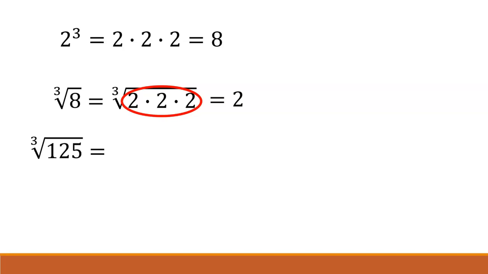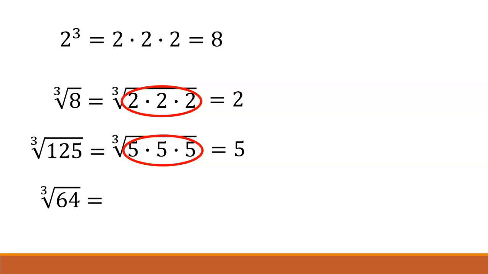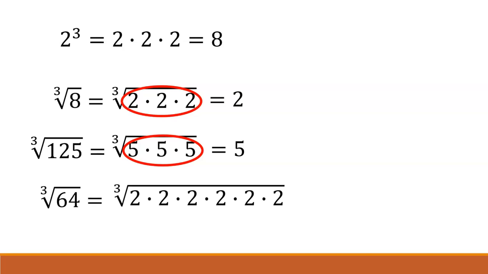What if we want to know the cube root of 125? Well, let's look at the prime factors of 125. 125 is 5 times 5 times 5, so we have 3 of the same factor of 5, so the cube root of 125 is 5. The cube root of 64? Well, 64 is 2 times 2 times 2 times 2 times 2 times 2, and we have 2 sets of 2's that are factors, which makes the cube root of 64 2 times 2, which is 4.